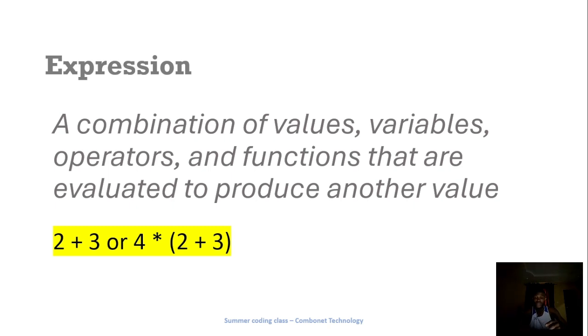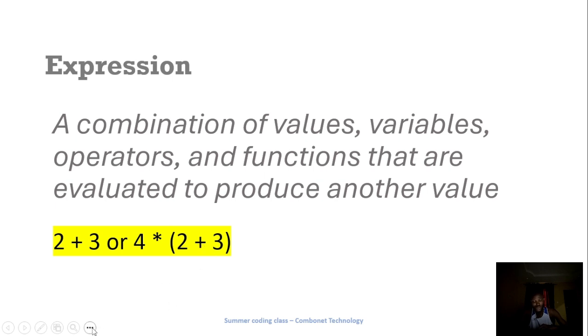So an expression is a combination of values, variables, operators, and functions that are evaluated to produce another value. And you can see the example I gave you here. So 2 plus 3. 2 is a value, 3 is a value. There's an operator, plus. And then in the second example, 4 is a value, 2 is a value, 3 is a value. So we have 3 values in the second expression, and we have 3 operators. We have the star operator, we have the bracket operator, and we have the plus operator.